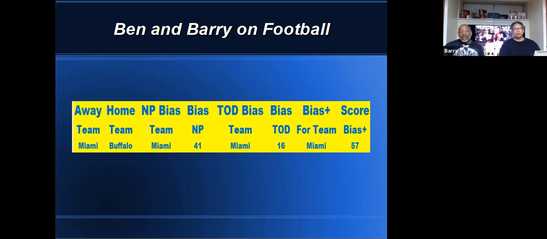Net point bias is going to Miami at 41 net points and a 16 turnover differential margin favoring Miami, putting the bias plus at 57. Yeah, I mean, these are division rivals. Neither one of them is really going anywhere. For some strange reason, in the back of my mind, I can hear somebody saying Miami has the slimmest of hopes of making the playoffs. But I could be wrong. That being said, though, when they go up to Buffalo, I don't expect them to win that game.